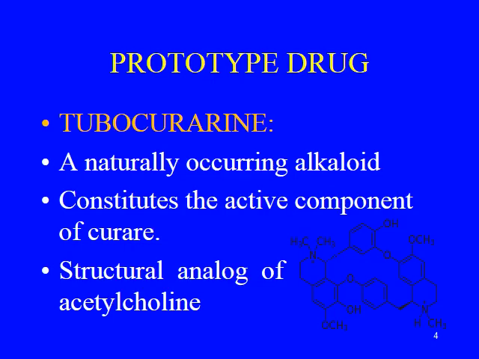So what is the prototype drug here? It's tubocurarine, a naturally occurring alkaloid, which constitutes the active component of curare. It's a structural analog of acetylcholine. Its structure is shown.